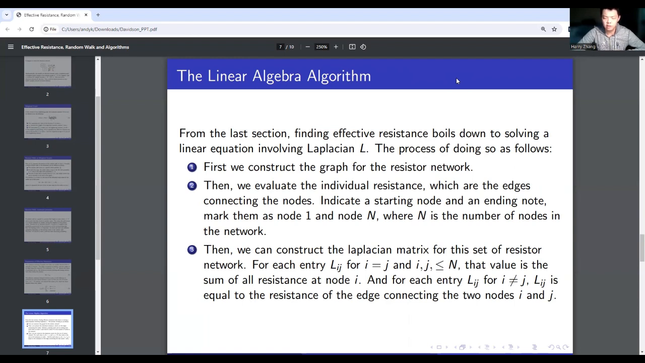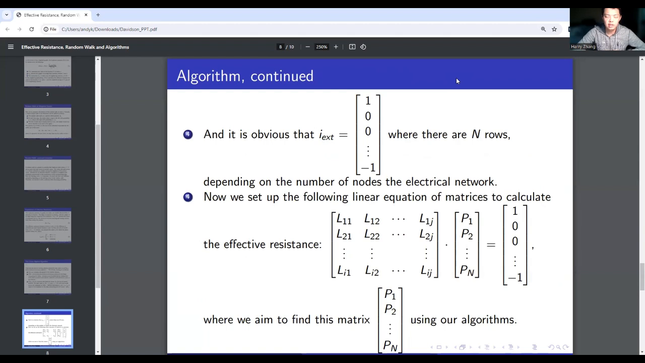Then, construct a Laplacian matrix for this resistor network. For each entry L sub ij, for i equals j and i less than n, the value is the sum of all resistances at node i. And for each entry L sub ij for i not equal to j, L sub ij is equal to the resistance of the edge connecting the nodes i and j. It is obvious that our I matrix is from 1 to -1, where there are n rows, depending on the number of nodes of the electrical network.